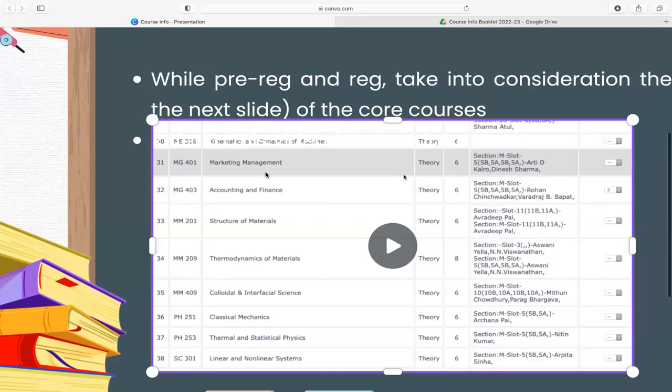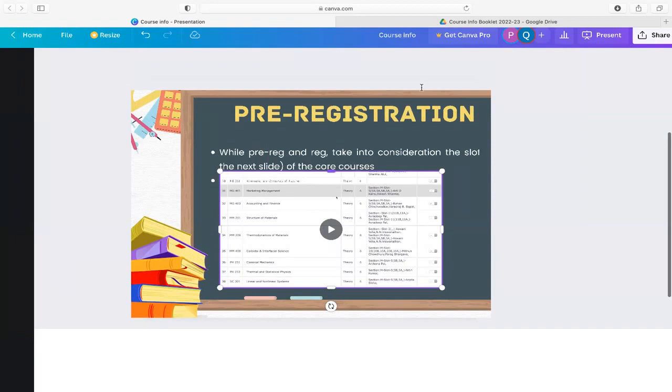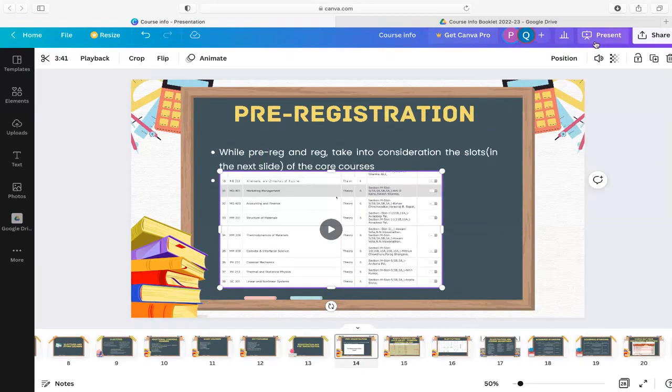Suppose my first preference is the marketing management course, then I can put a number 1 against it, and then my second preference is a classical mechanics course, so I can put a number 2 against it. So while allocating me the courses on the basis of my CPI, firstly I'll be considered for marketing management, and secondly I'll be considered for the classical mechanics course. And if I satisfy the CPI criteria for both, then my first preference, that is the marketing management course, will be allotted to me.